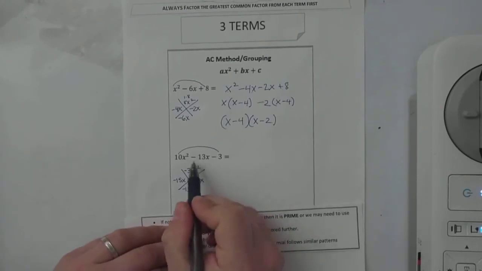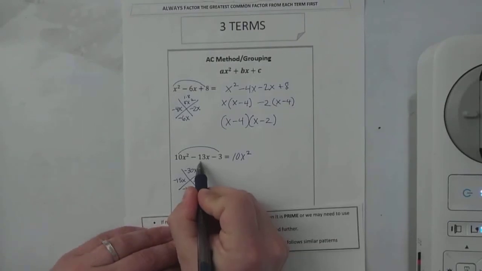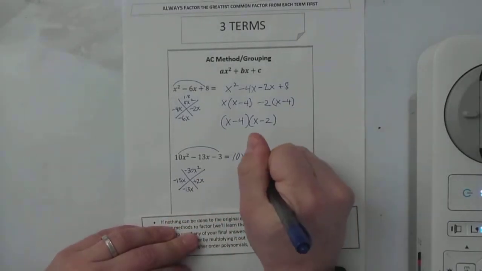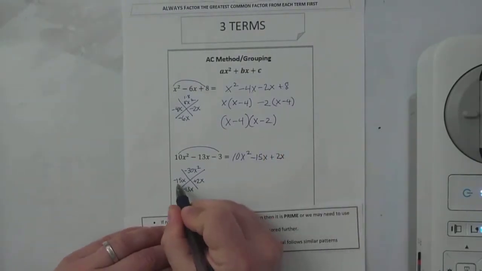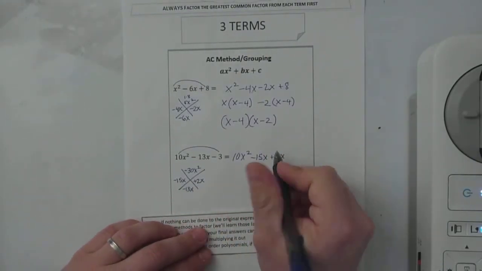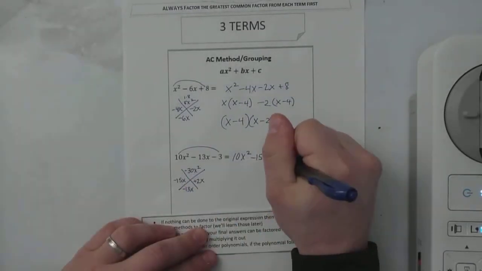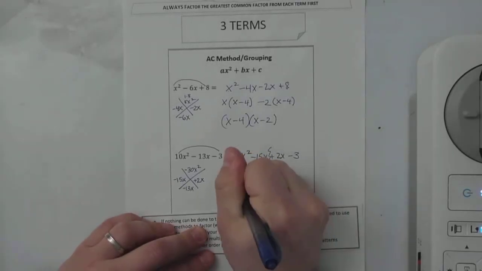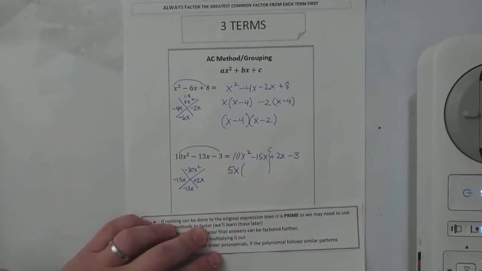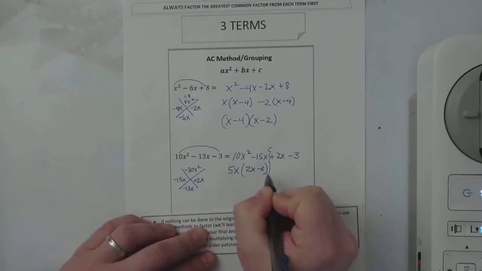Now we're going to rewrite our quadratic, 10x squared. Instead of the middle term, I write it as these two terms. Again, it does not matter where you put the negative 15x or the 2x. I now look at the first two terms, and I factor by grouping. And so between 10x squared minus 15x, the GCF is 5x, which will leave me with a 2x minus 3.